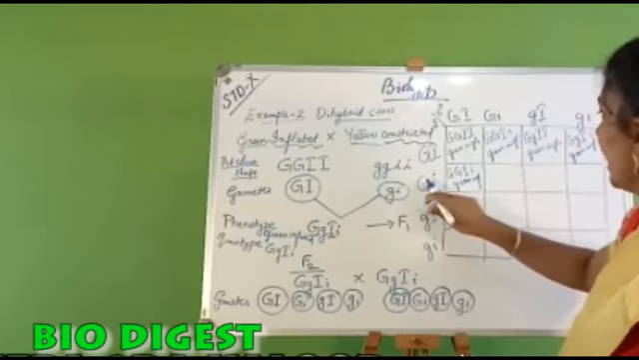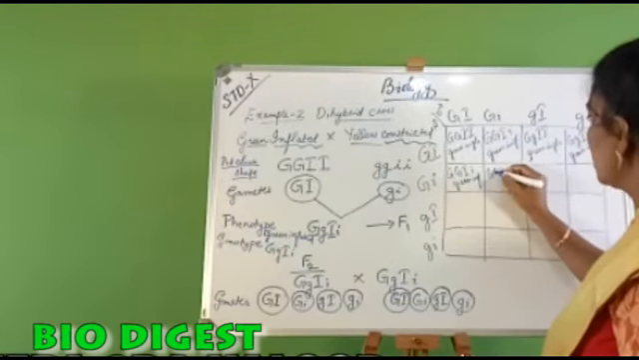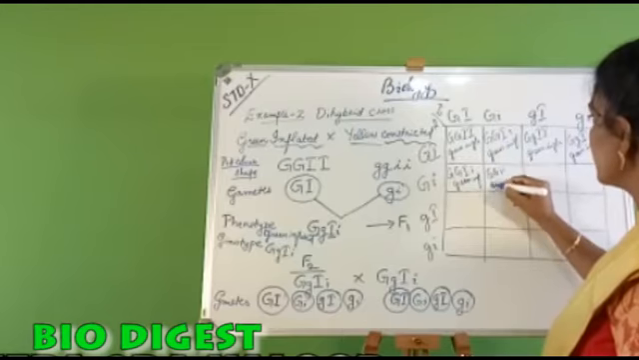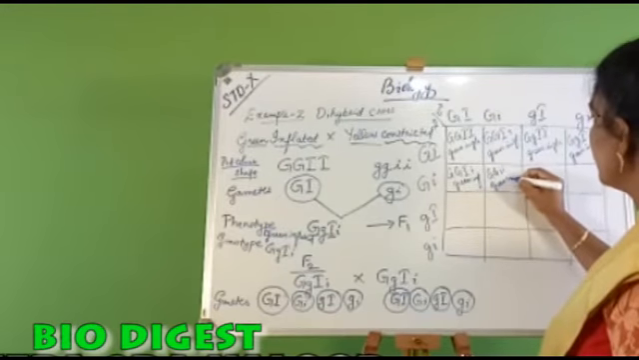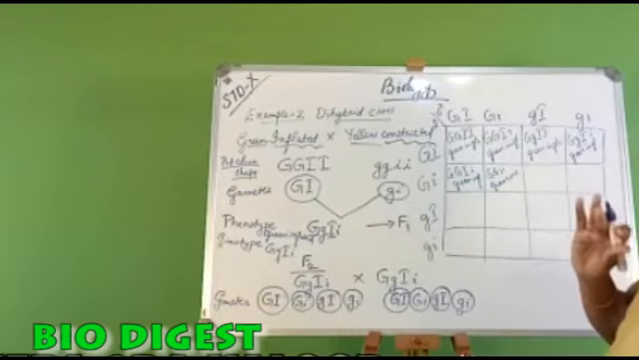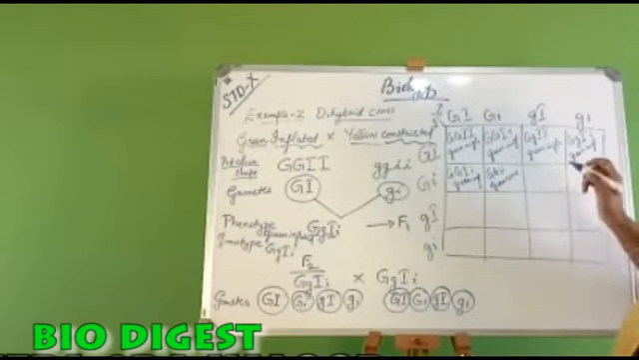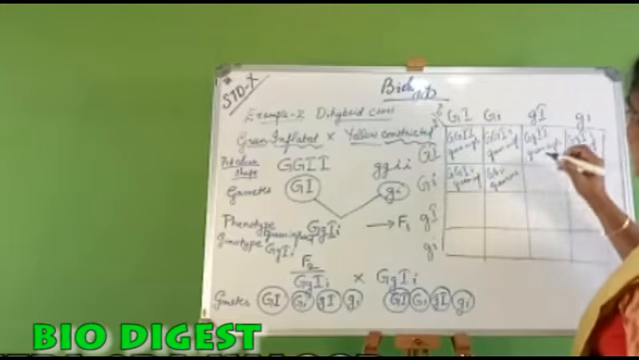Okay, capital G, small i. So what is it? It is green, constricted, because both are small i. If no capitals are there, you concentrate on that: it is constricted. Okay? Now, this into this.